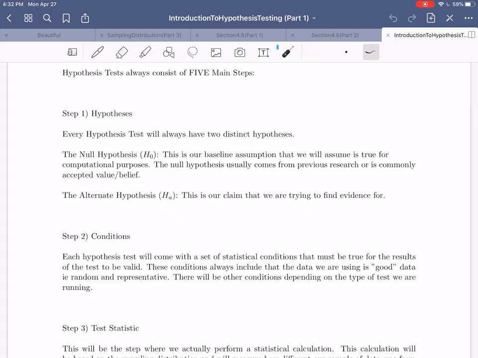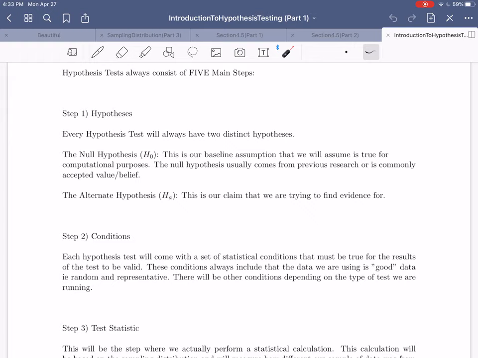Well, the null hypothesis is our baseline assumption. It's what we're going to assume is true throughout the statistical test for computational purposes. So in other words, the null hypothesis is something that from the start we're going to assume is true. The null hypothesis usually comes from previous research. So somebody has previously found that this is something that we should believe, or it's a commonly accepted value or belief. So the null hypothesis is your framework that you're going to use.